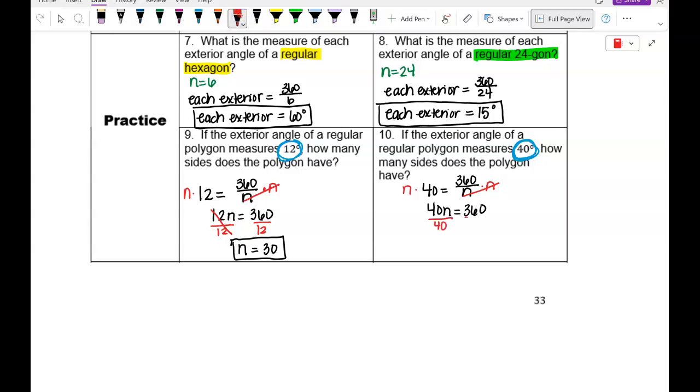And if I divide both sides by 40, what does n equal? 9. So to have 40 degrees outside, we must have a nonagon. We must have a 9-sided figure to make that happen.